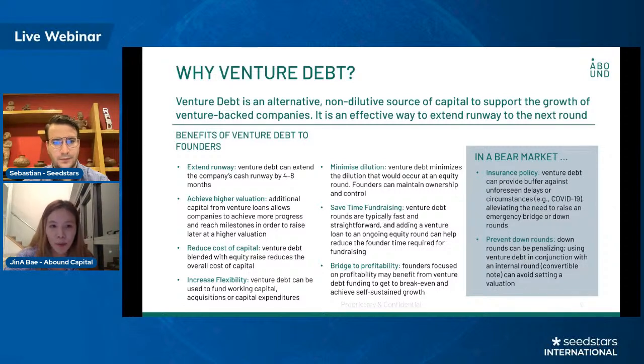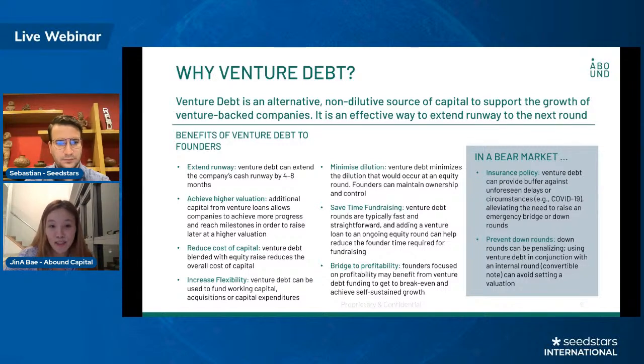And I guess this is pertinent to the times that we live in now. Venture debt is particularly useful for times like COVID because it acts as an insurance policy and provides a buffer against unforeseen circumstances and delays. We know that not everything goes exactly according to plan when you're running a startup. It's a dynamic journey. And the last thing you really want to do is run out of cash and have to raise an emergency down round, which could be quite challenging. So using venture debt as a buffer can mitigate situations like this.